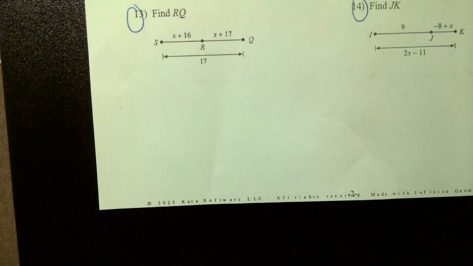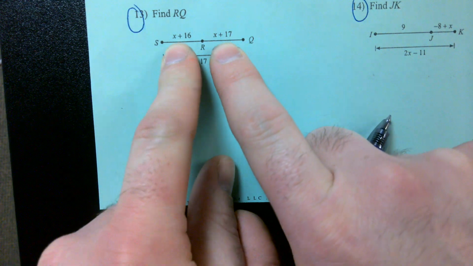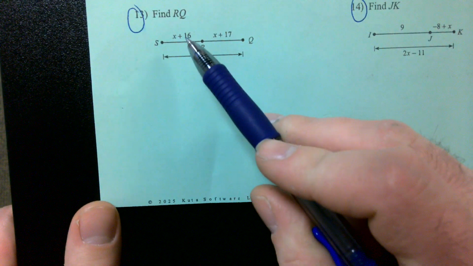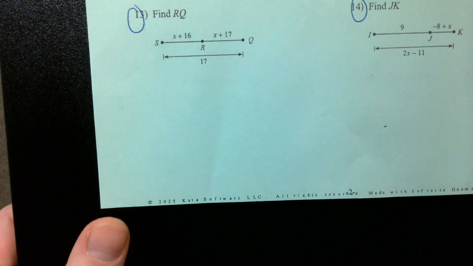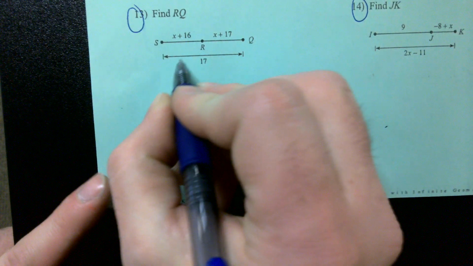All right? Flipping over to the back, number 13, we got to find RQ. Now, again, this is what I said yesterday. Do these two mini segments, SR and RQ, do they look congruent just at first glance? They do, right? But if I'm adding 16 to one and 17 to the other, I know they can't be exactly the same because that wouldn't give me the same number. So I'm going to set up an equation. This is going to play into what we're doing tomorrow as well.